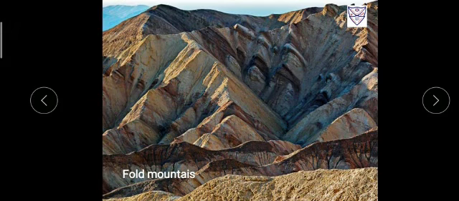Now let us understand about the other mountains. There are three types of mountains. One is the fold mountain, which you are looking at here. The other ones are the block mountain and the volcanic mountain. Let us understand how the fold mountains are formed. You can see here the beautiful pictures of the mountains. These are the fold mountains.